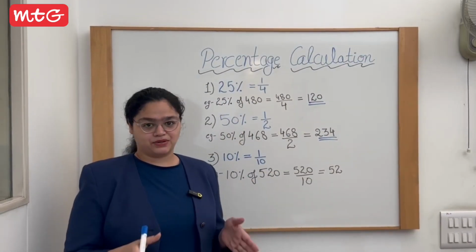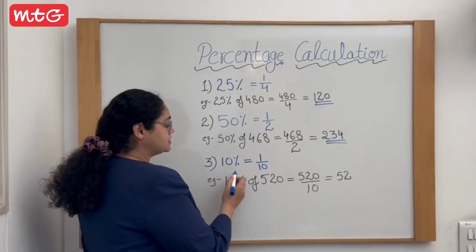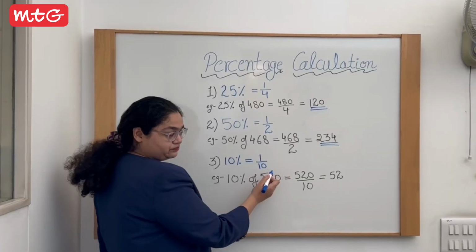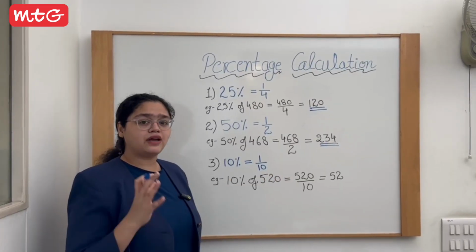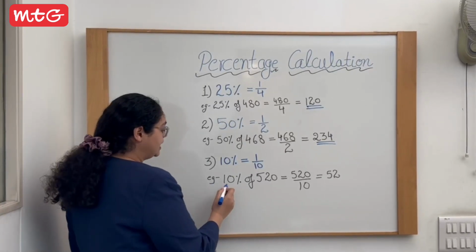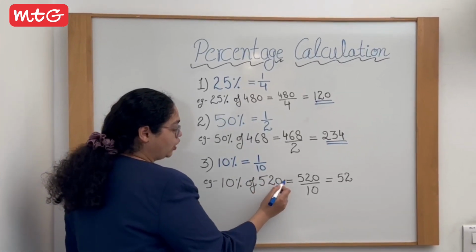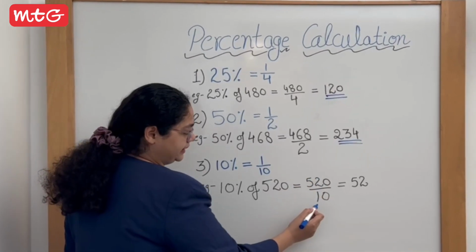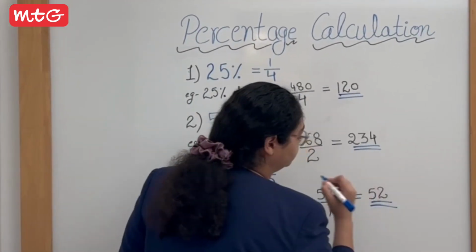Third is 10%. 10% means 1 by 10th or 1 by 10. So to calculate 10% of any number, we simply have to divide it by 10. For example, 10% of 520 will be 520 divided by 10, which in turn will be 52.